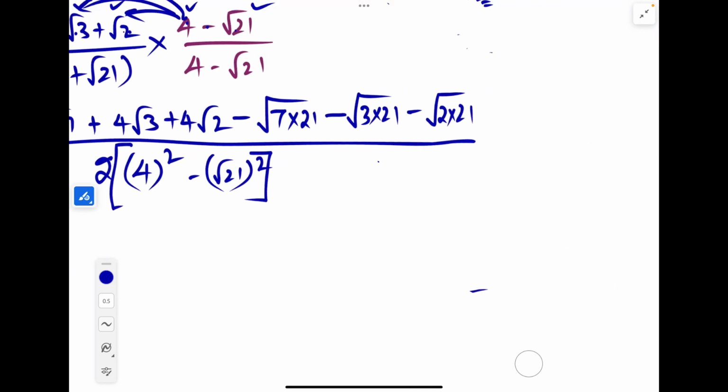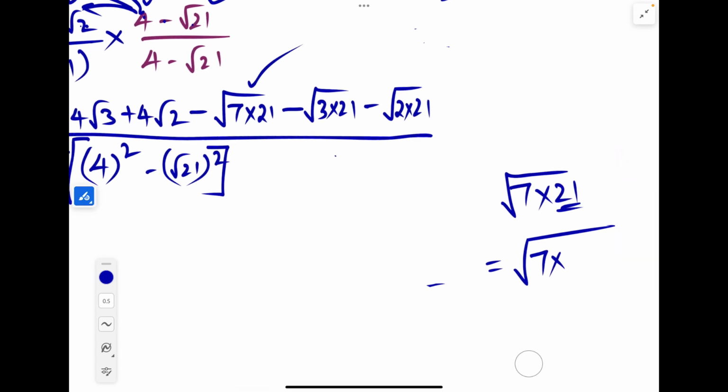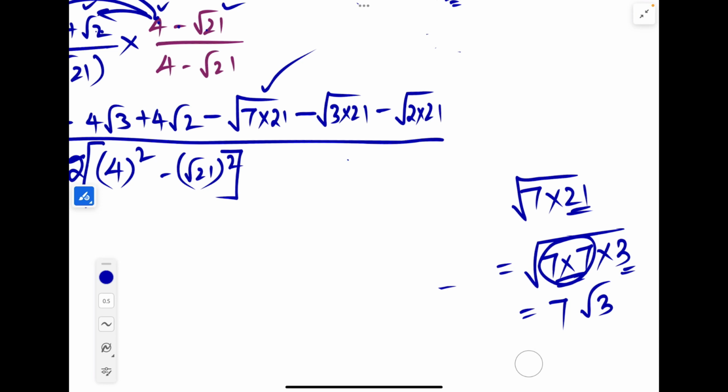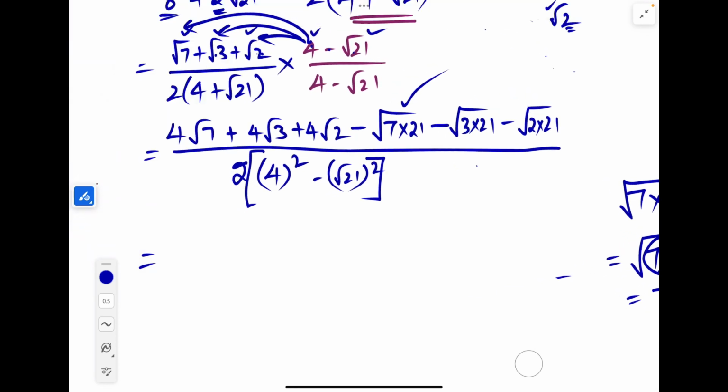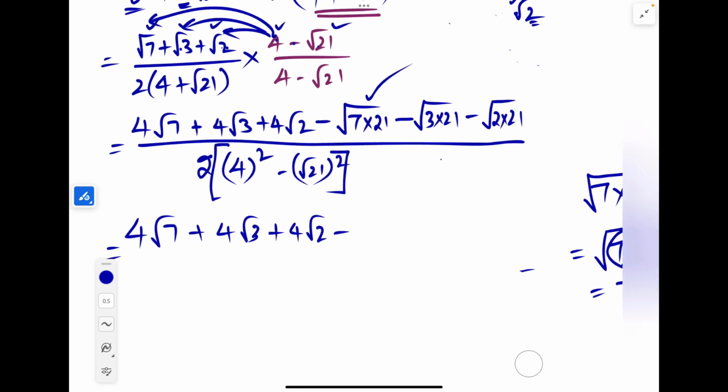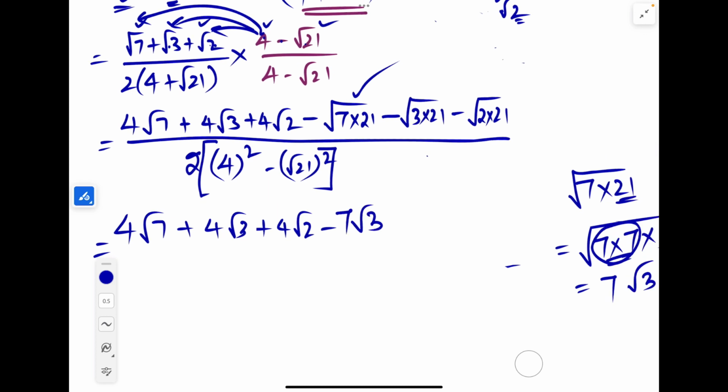So in the numerator, let us simplify. Children, before we proceed, let us understand a few things here. Here we have 7 into 21 within the square root. So can I write the 21 as 7 times 3? Since it is a square root, if I pair these 2, these are the same numbers. So one 7 will come out and root 3 remains the same. So 7 into root 21 can be written as 7 root 3.